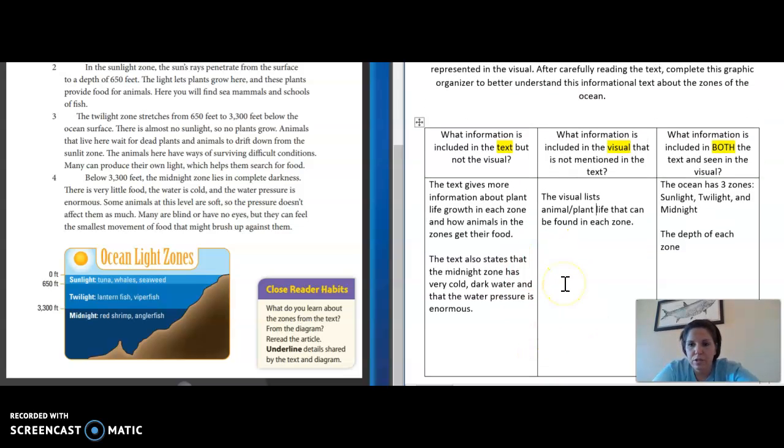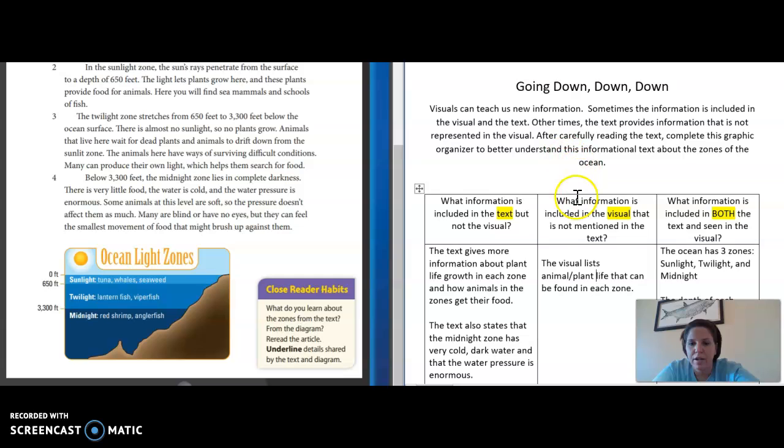So this is just one strategy focusing on the nonfiction text features. In this example, it's this visual right here that talks about the three ocean zones. So today you're going to read a new text about traveling down into the Mariana Trench, which we know is the lowest, deepest point in our ocean. And so we will take a look at that text today.